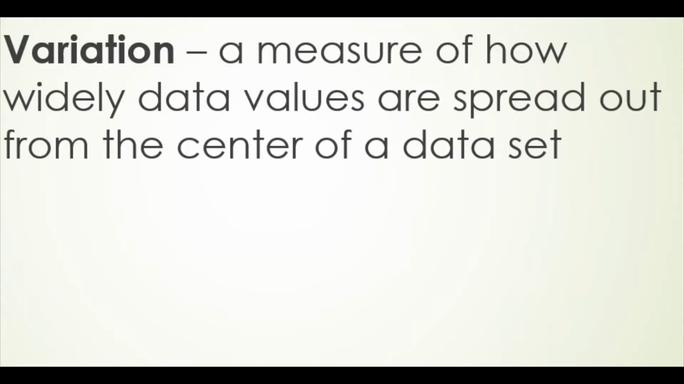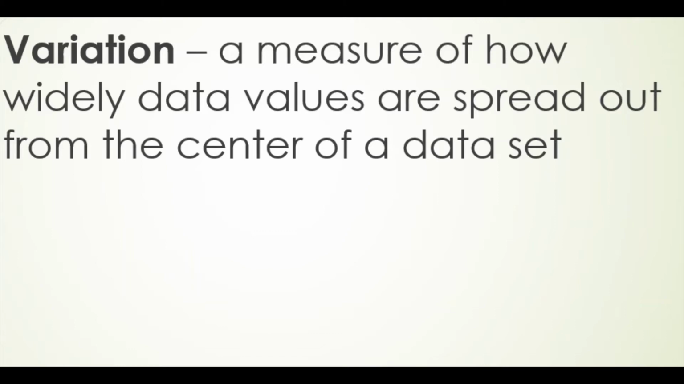A third way of describing the shape of a distribution is by describing its variation. Variation refers to how widely data values are spread out from the center of a data set. So a distribution with a low variation is going to have most of its values clustered really closely to the median of the distribution, whereas a distribution with a high variation is going to have its values spread out over a much wider range.